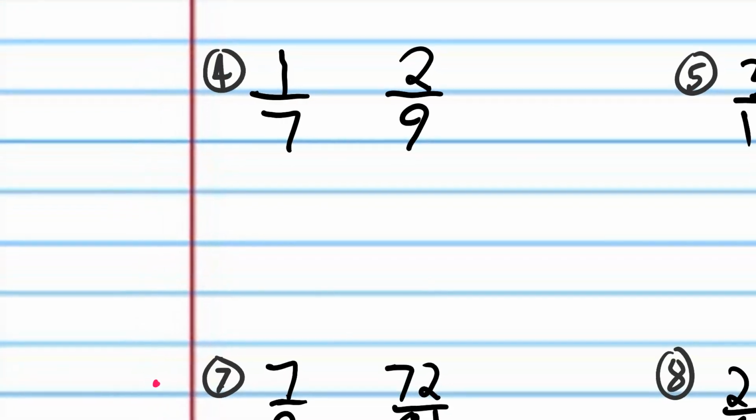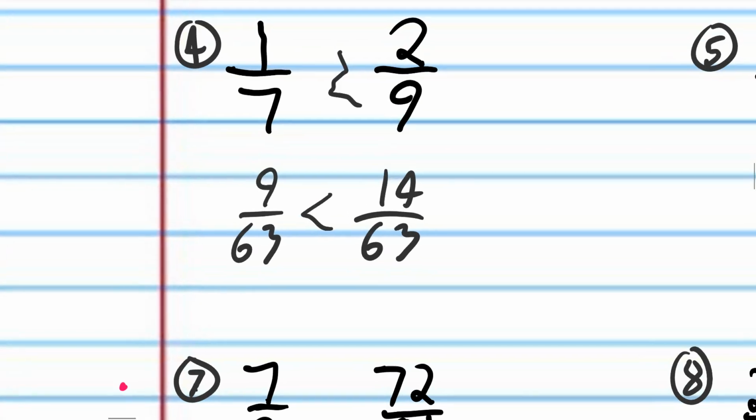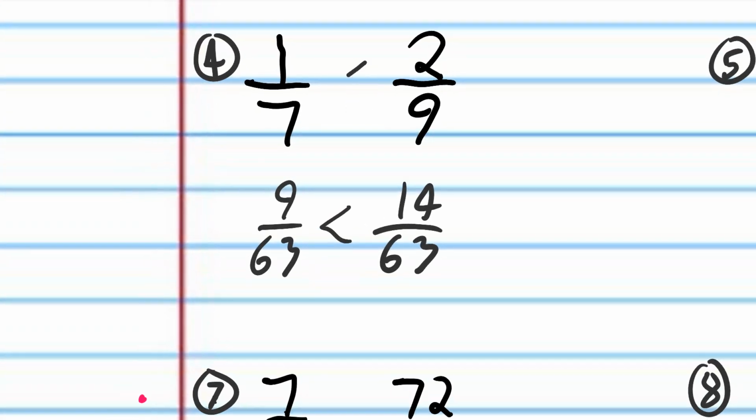All right, we're back. We're going to multiply both sides of this fraction by 9 to get 9 over 63, and both sides of this fraction by 7 to get 14 over 63. And we're going to put a less than symbol, so if you put a less than symbol, good job.